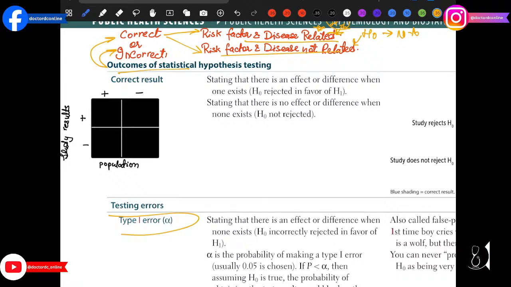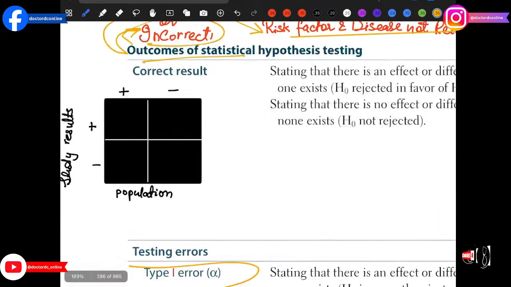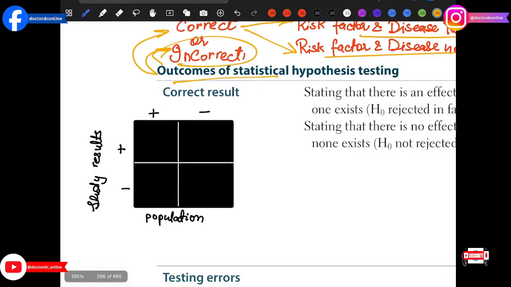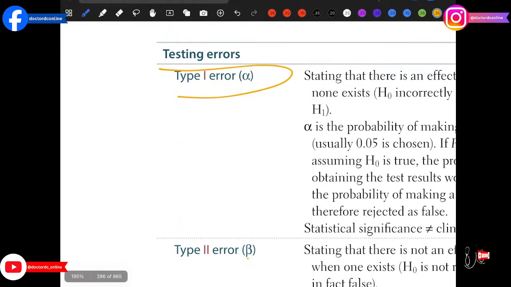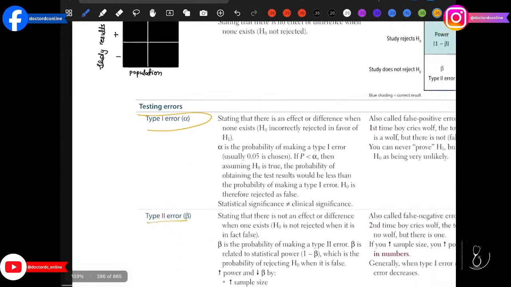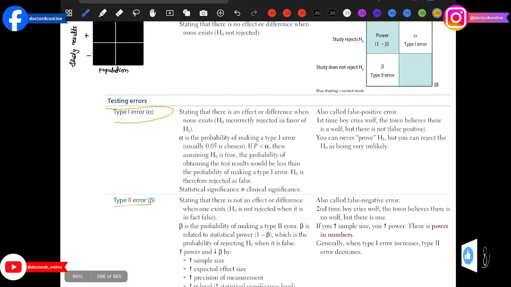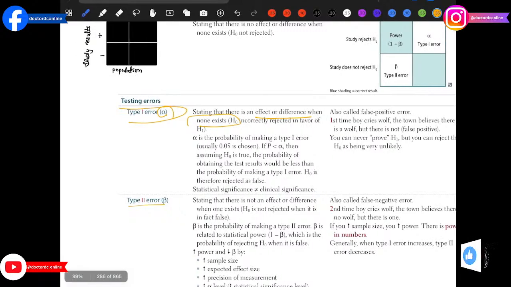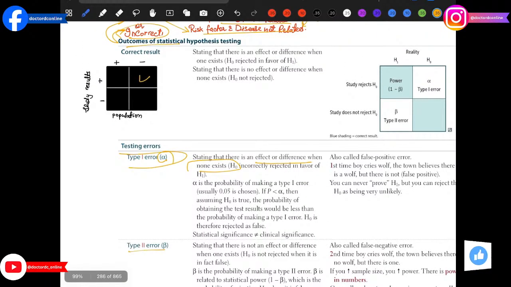Now, just like results can be correct, they can also be wrong, and that's where errors come in. We have type 1 error or alpha and type 2 error or beta. Let's break that down. A type 1 error is when you say there's an effect, but there actually isn't. That's a false positive. You rejected the null and accepted the alternative, but you were wrong. In hypothesis terms, you rejected something true. Type 1 error is marked by alpha. If you check your 2x2 table, alpha is where you find the false positives.